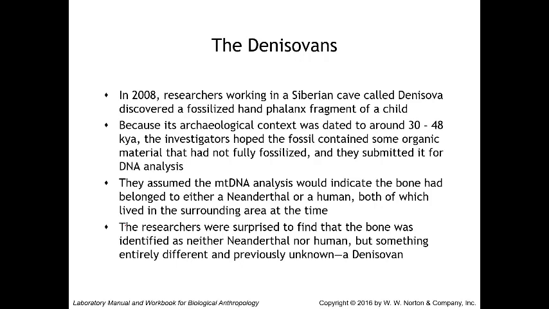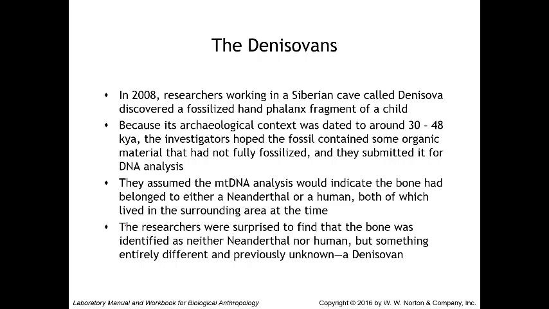So in 2008, researchers working in a Siberian cave called Denisova discovered a fossilized hand phalanx fragment of a child. So this is a really small piece of bone. It's a fragment of a finger bone. Because the archaeological context was dated to around 30 to 48,000 years ago, the investigators hoped that the fossil contained some organic material that was not fully fossilized, and they submitted it for DNA analysis.